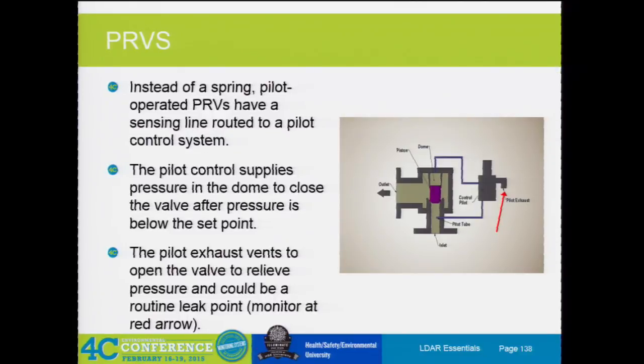So here, instead of springs, pilot operated PRVs have a sense line routed to a pilot control system. So you've got this thing here. It looks like they're putting equal pressure on both sides of it. It supplies pressure to the dome to close the valve after the pressure drops below set point. So just another type of PRV.